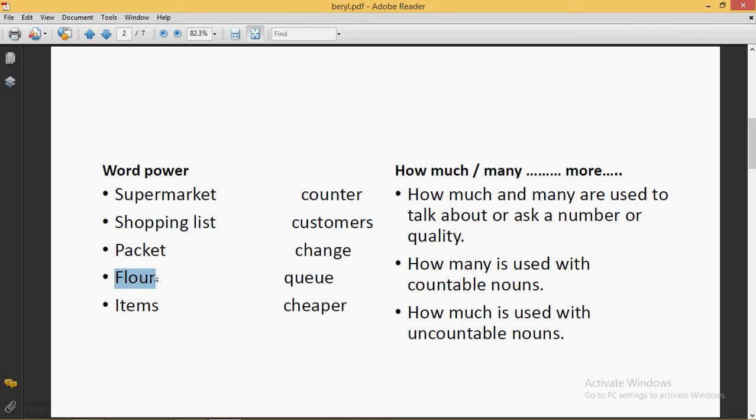Flour. What is flour? We have kinds of flour. We have wheat flour. We have maize flour.